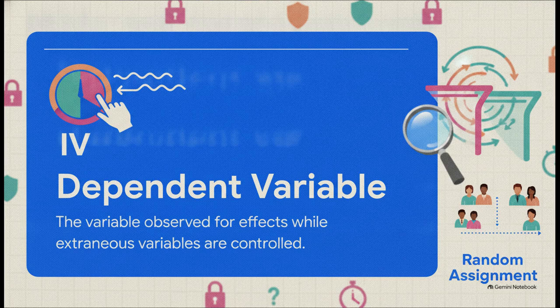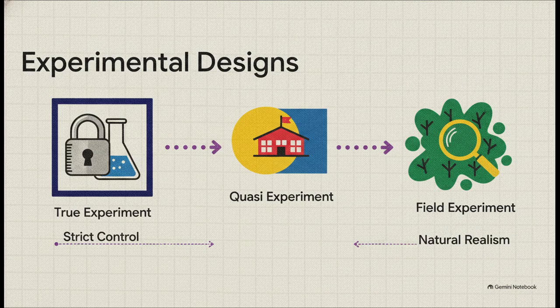But the absolutely crucial point here is that while we turn that dial on the IV, we strictly control all other extraneous background factors, right? We want a clean test, so we often use random assignment to totally eliminate selection bias. This ensures that the effect we're seeing in the dependent variable is truly caused by our manipulation, and not just some random coincidence.